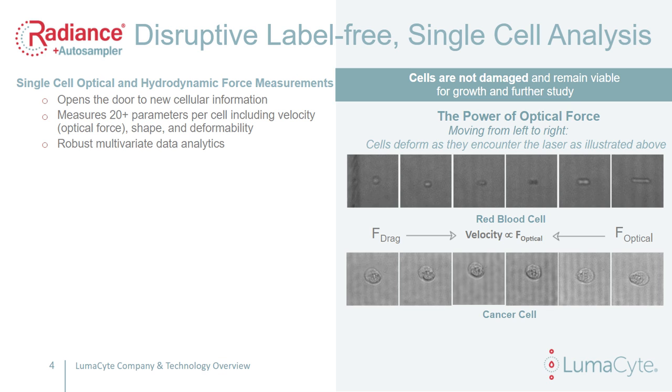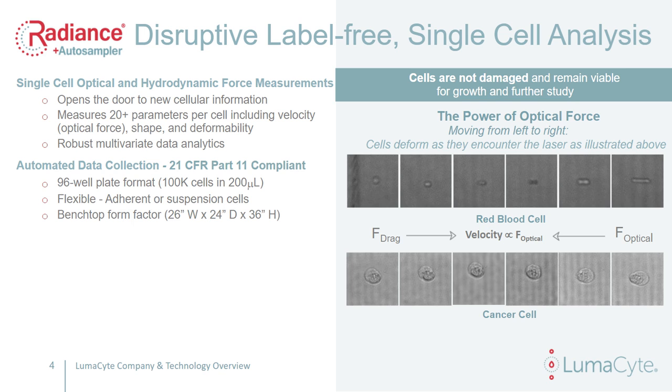Now, the instrument itself is making these single-cell measurements based upon optical and hydrodynamic force measurements, right? And this allows us to access new cellular information. We're measuring a couple dozen parameters, including cell velocity proportional to the optical force, the shape, the deformability, and this allows us to use very robust multivariate data analytics, things like machine learning, to make incredibly robust models to predict processes. And the system itself allows for automated data collection.